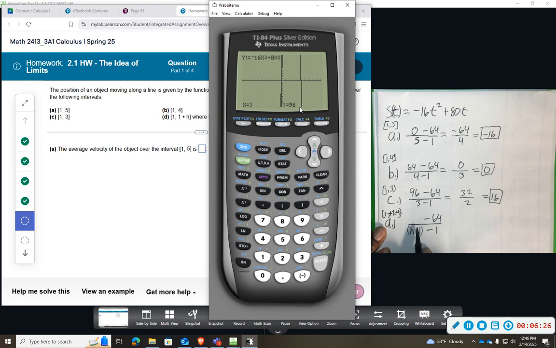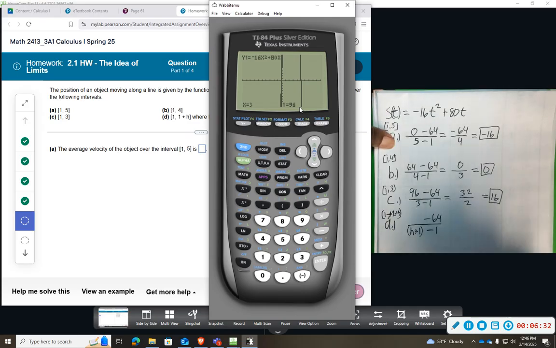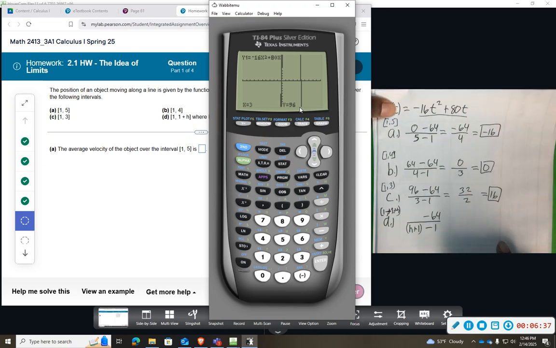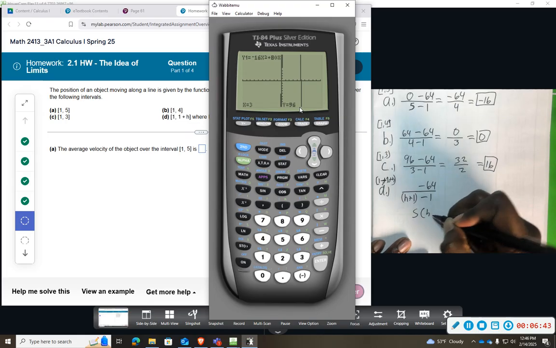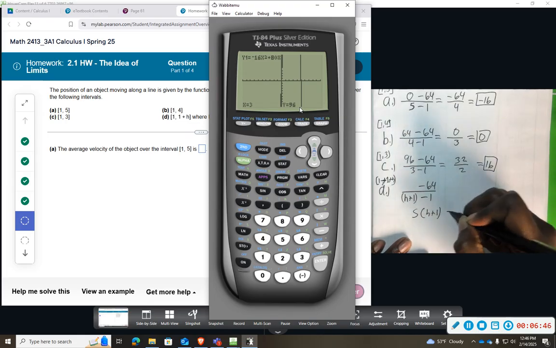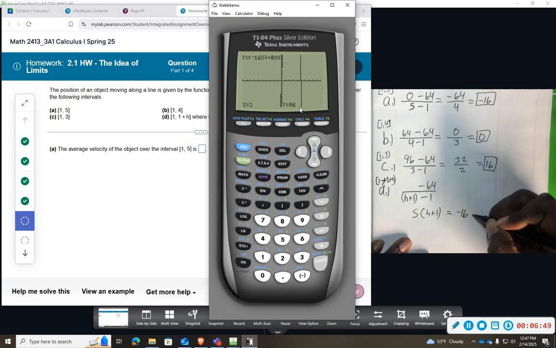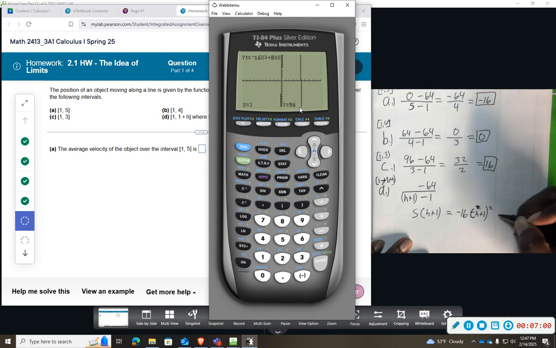And then this last one, we're going to have a function value. So we're going to start with our function up above, and we're going to plug in h plus 1 for t. Sorry, not t squared. I'm going to do negative 16 times h plus 1 squared plus 80 times h plus 1.